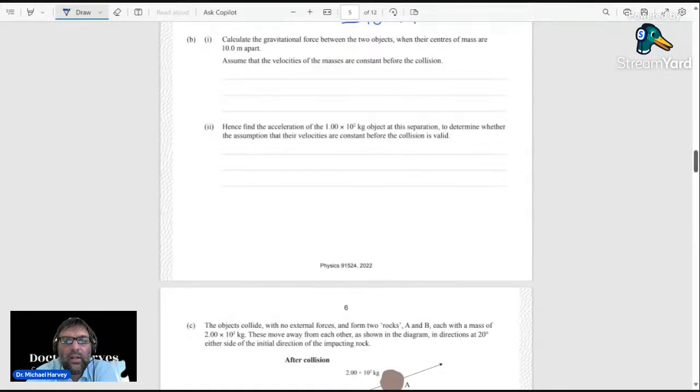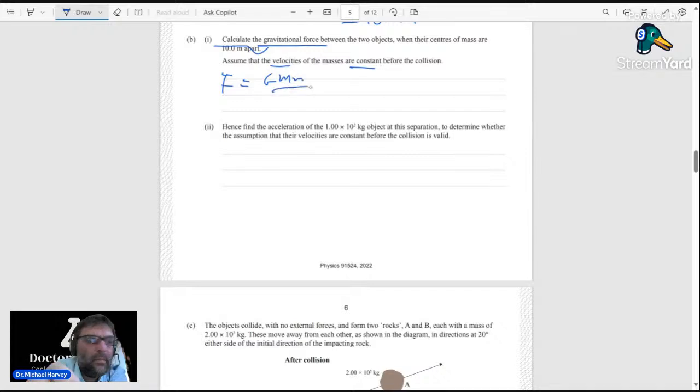Right, so it says calculate the gravitational force between the 2 objects when the center of mass is 10 meters apart. So you've got a gravitational force idea, you've got a distance, assume the velocities are constant. Okay, so again, going to your wonderful formula sheet, we've got a gravitational force. The only gravitational force equation I think you've got is the big G, big M, little m over r squared. Oh boy, let's do this calculation as well.